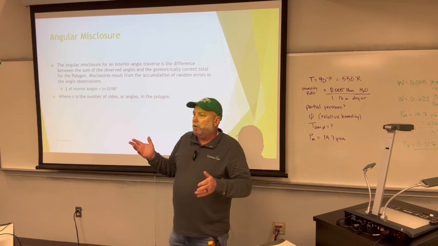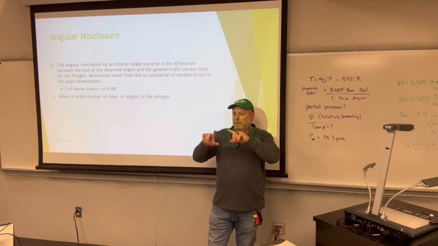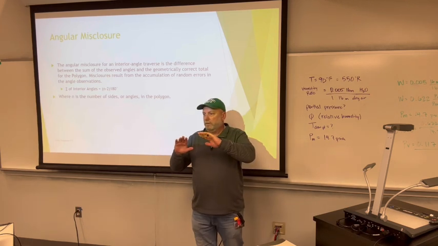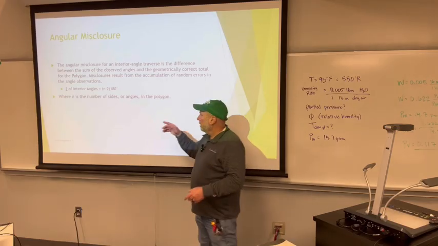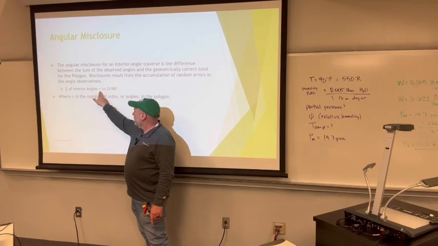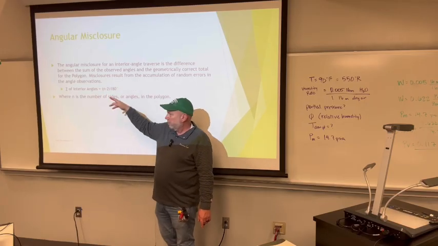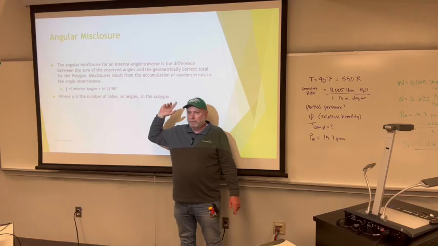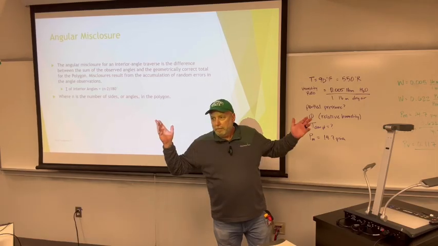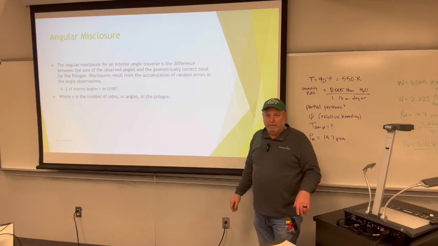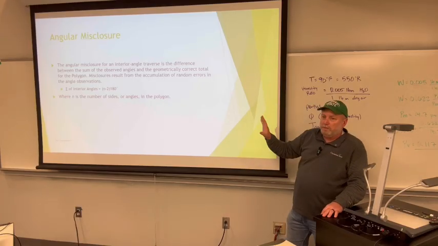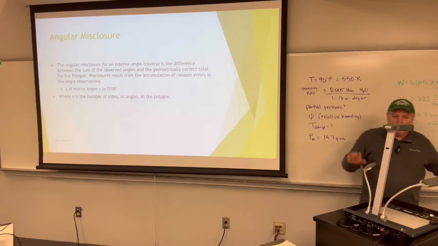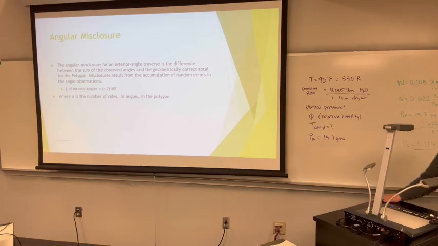So if you think of a triangle, everybody knows the sum of the angles on a triangle should equal 180 degrees, right? I got a 3-sided traverse. 3 minus 2 is 1. 1 times 180, 180. Bam, math, it's magic, it works. So that works for any number-sided traverse, polygon.